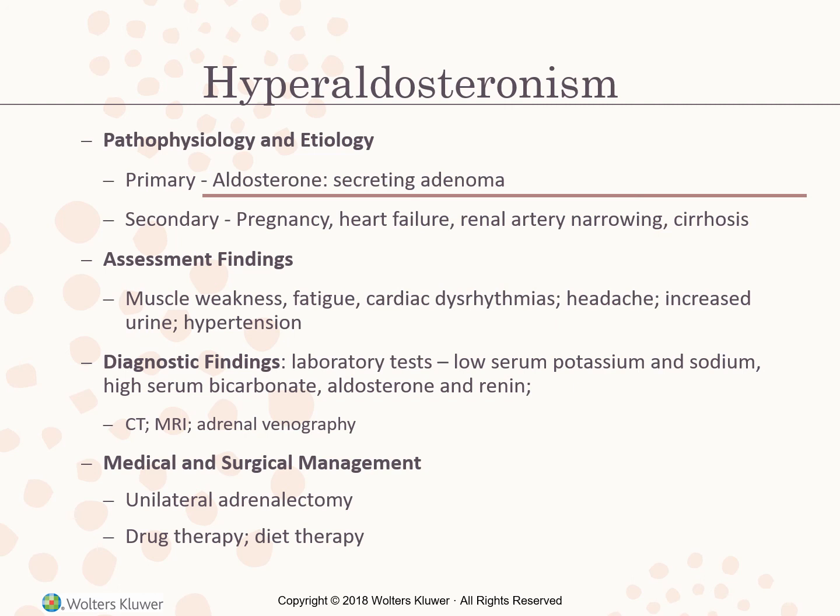So in order to diagnose, we can use a CT or an MRI, and that can rule out or locate an adrenal tumor. But with the really small tumors, the CT scan might fail to reveal those, so we would use adrenal venography. Now, if the cause is an adrenal tumor, a unilateral adrenalectomy may be performed, and some medical management we can do is administration of spironolactone, a potassium-sparing diuretic, and an antihypertensive agent used to control the blood pressure. We can also restrict their sodium in their diet as necessary.